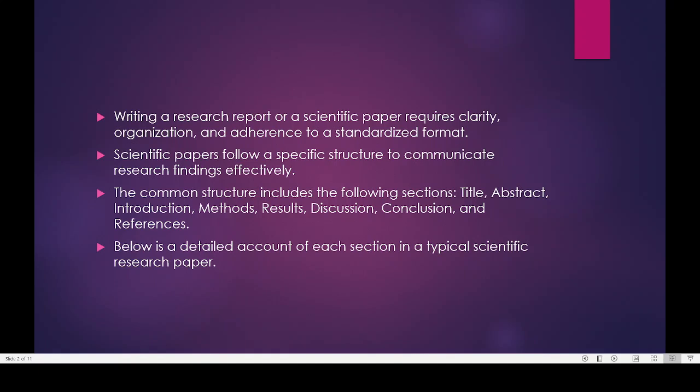Then standardized format, that is, generally an accepted pattern or a format will be there that has to be followed. Scientific papers follow a specific structure to communicate research findings, and that specific structure is what we are going to discuss now. Normally in a scientific paper there will be a title, an abstract, introduction, methods, result, discussion, conclusion and reference. These are the major paragraphs or major headings in a scientific paper. We will take one by one.